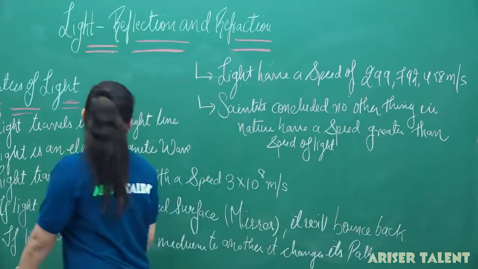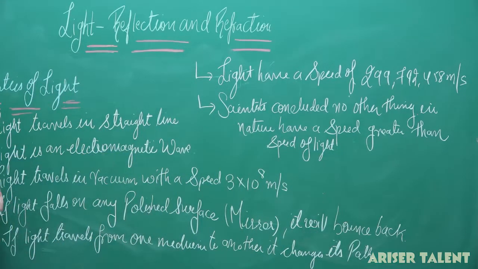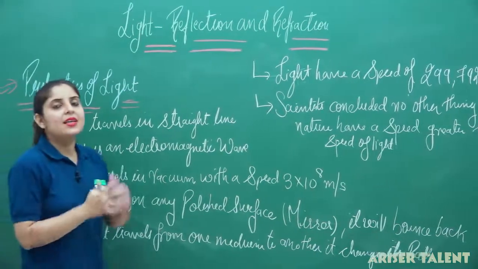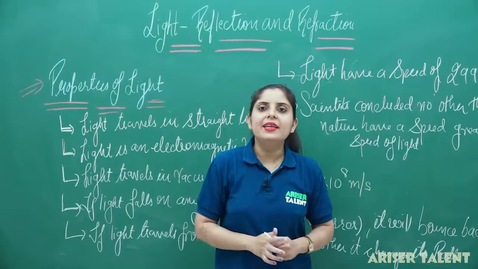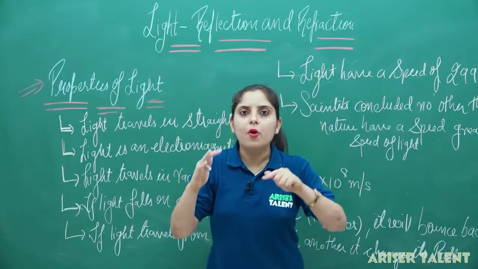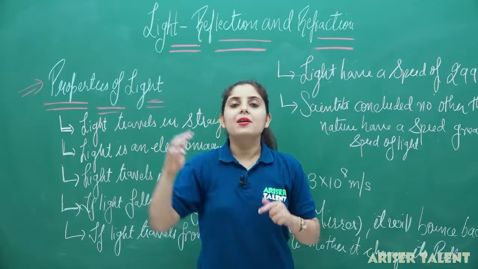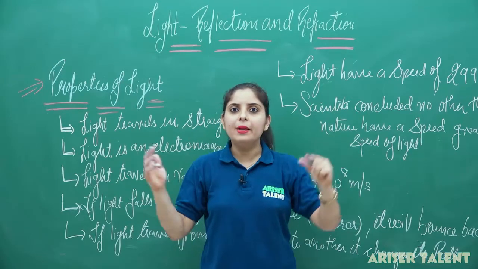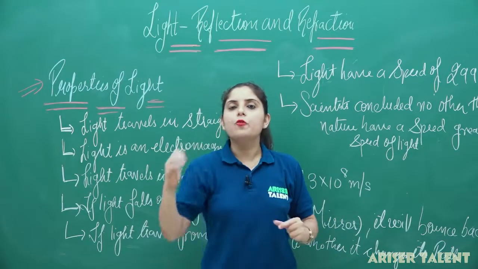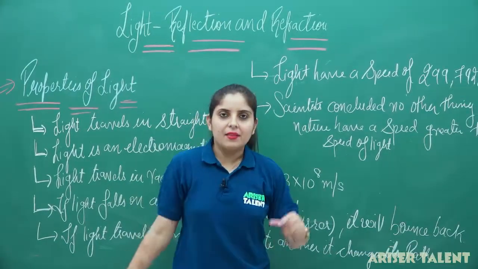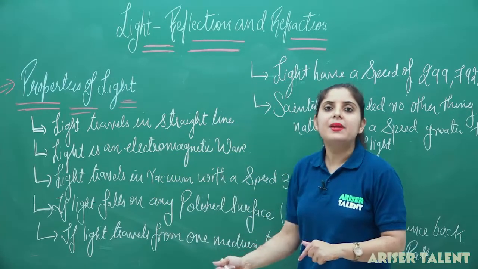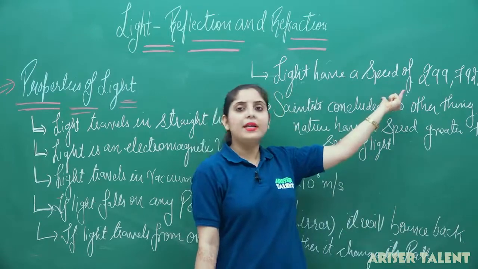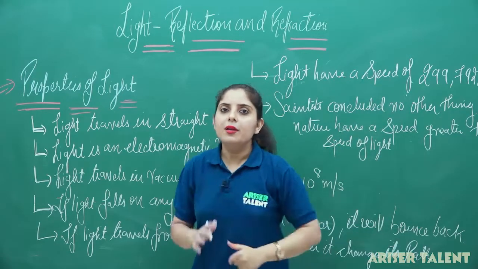These are a few of the properties of the light we have, and these are very important properties: light always travels in a straight line. It is electromagnetic in nature. Whenever it falls on a polished surface, it will bounce back, but whenever it travels from one medium to another, suppose from air to water, it is going to deviate its path. And its value in vacuum is 3 into 10 raised to the power 8 meter per second, and it has the highest speed that is calculated according to the scientists.